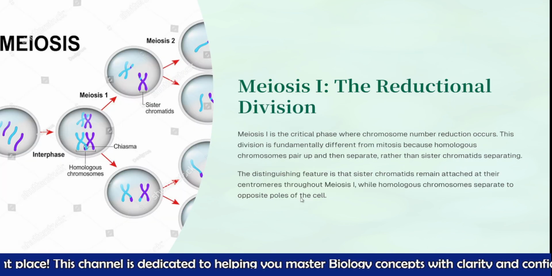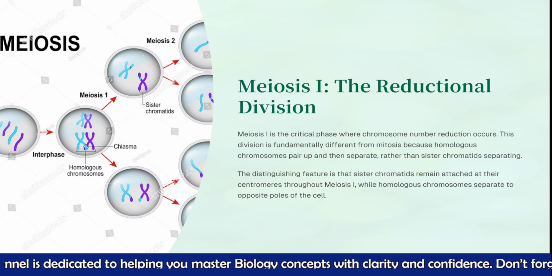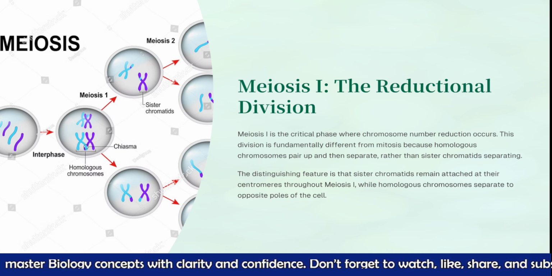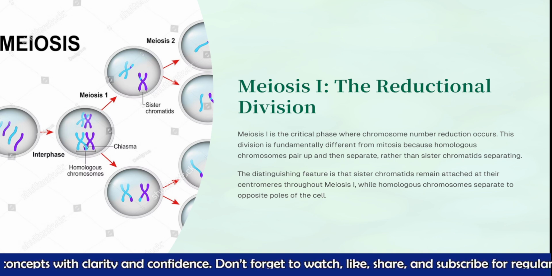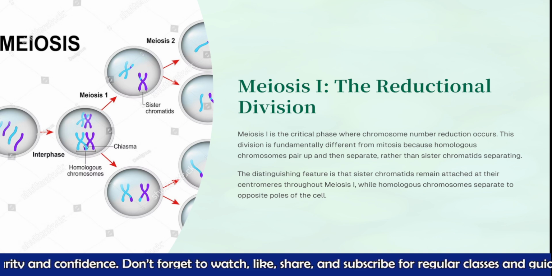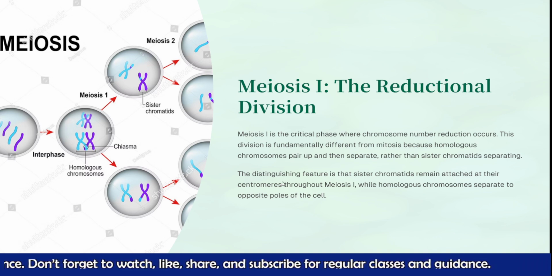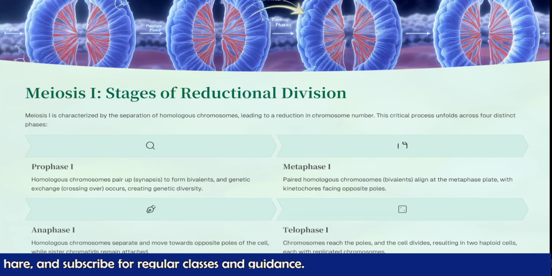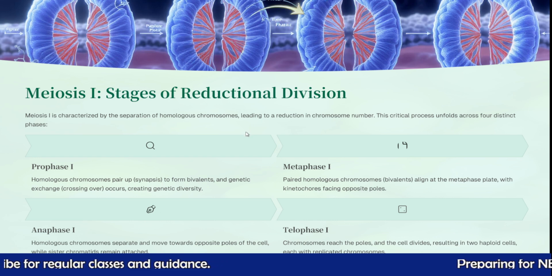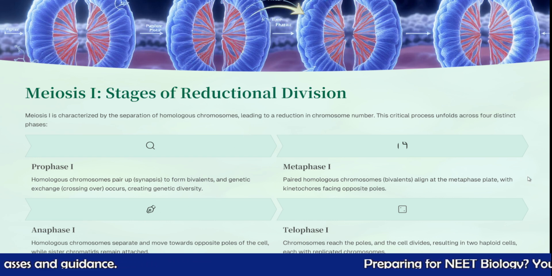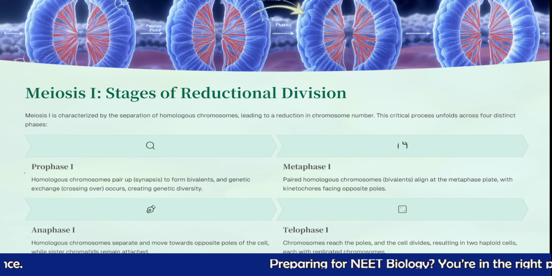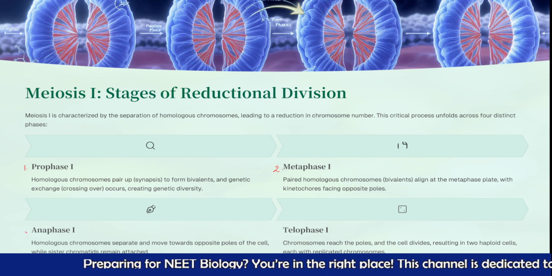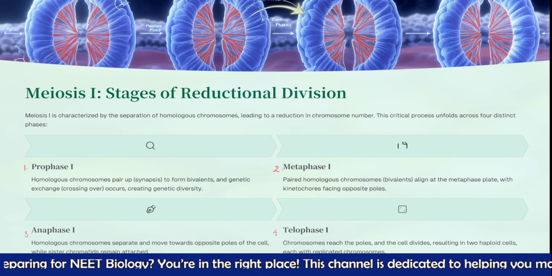Let's discuss meiosis 1 in more detail. Meiosis 1, as we discussed, is a reduction division. Why is it called a reduction division? Because as a result of meiosis 1, two daughter cells are formed having half the number of chromosomes. That's why it is called a reduction division. Meiosis 1 is again divided into how many phases? There are 4 phases. What are the 4 phases? Prophase 1, then metaphase 1, anaphase 1, and telophase 1.